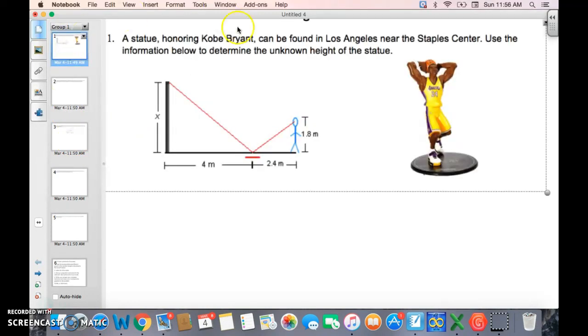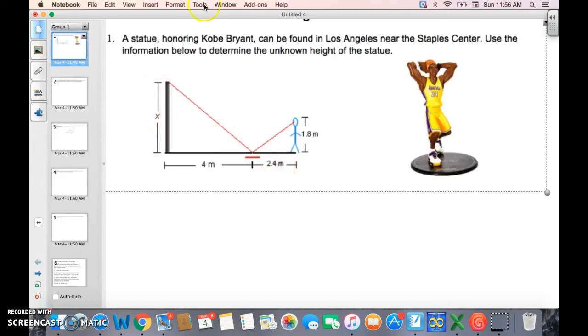All right, so this is a statue honoring Kobe Bryant, and it can be found in Los Angeles near the Staples Center. So we're going to use the information below to determine the unknown height of the statue. One thing, I've copied the word problem for my poster. I've drawn a picture of Kobe, or cut and pasted one actually. And then I've drawn a picture of my similar triangles. So somebody's looking at a mirror, and the mirror is reflecting an image, and this right here is the Kobe Bryant statue that I'm trying to figure out how tall he is.